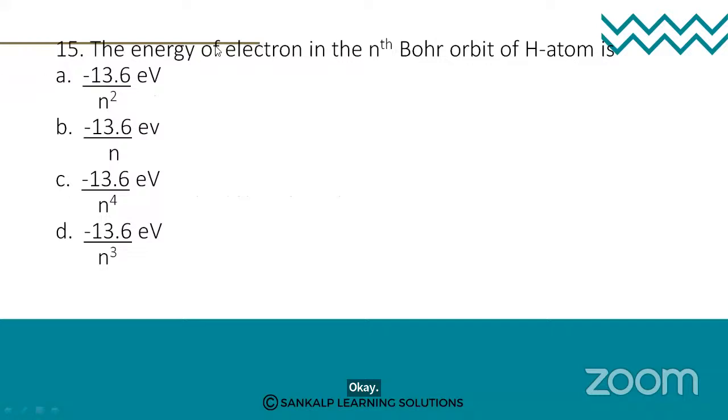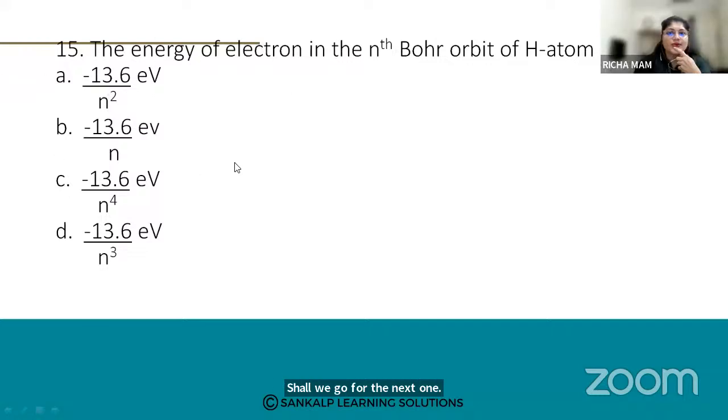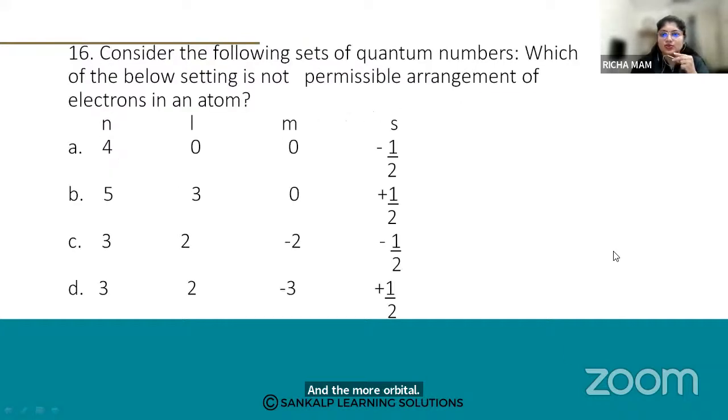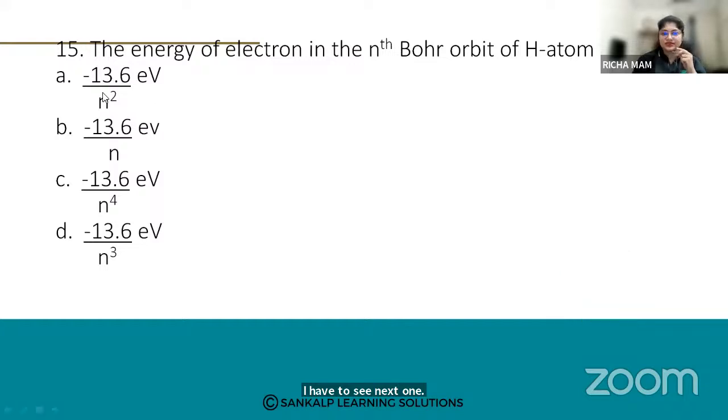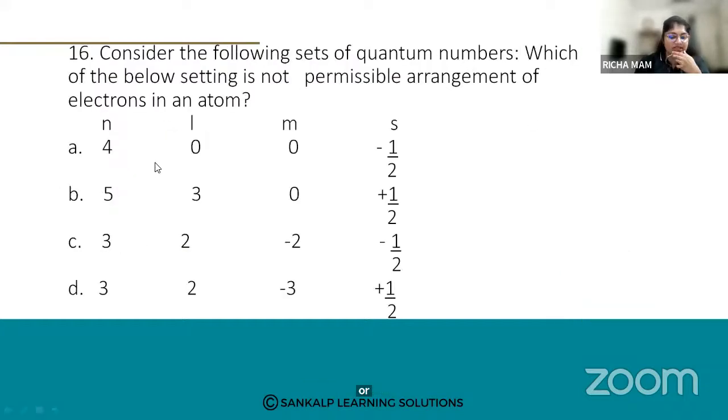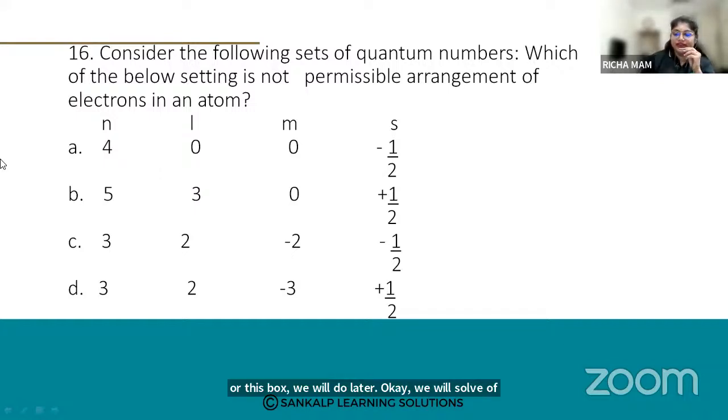Okay, so this also is about the nth Bohr orbital. Let us see the next one. This Rydberg's we will do later. We will solve quantum numbers first. You have seen so many different types of questions they have asked on quantum numbers, right? So you know how important quantum numbers are. Let us see the next type of question.